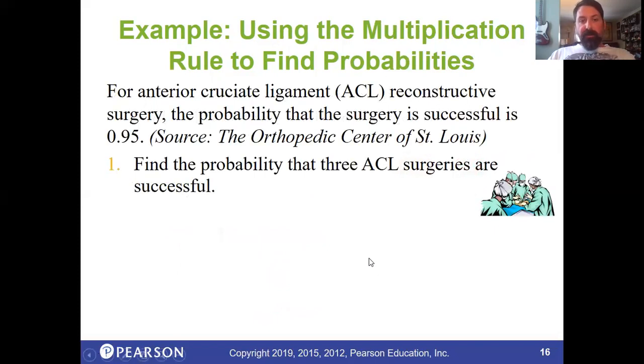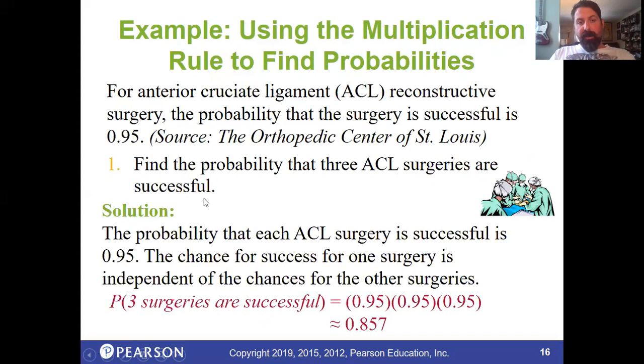For anterior cruciate ligament, or ACL reconstructive surgery, the probability that it is successful is 95%. Find the probability 3 ACL surgeries are successful. Okay, 95%. The chance for each surgery, they're going to be independent, essentially. This 95%, we imagine, comes from a massive amount of data. It's not 95 out of 100.